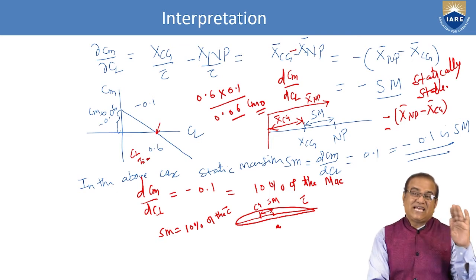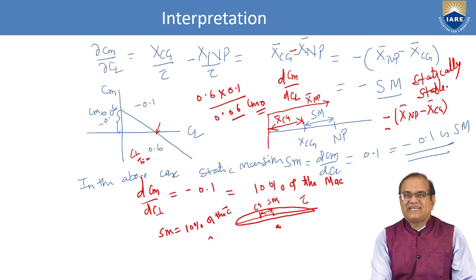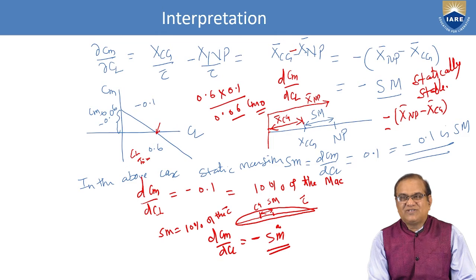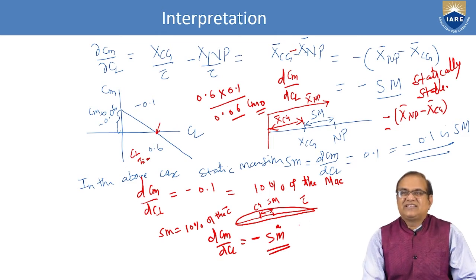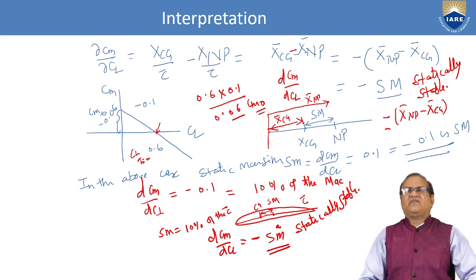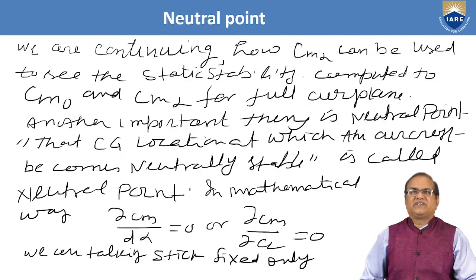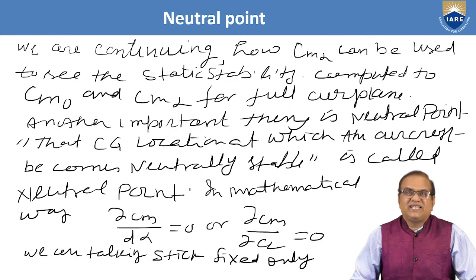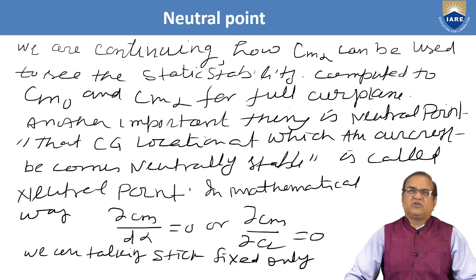So if CG is ahead of the neutral point, you will get dCm by dCl equal to negative static margin. If you are getting the negative static margin, then only the system is statically stable. So we have to keep in mind very clearly that this condition we should be able to maintain. Okay, further I am just discussing the neutral point.